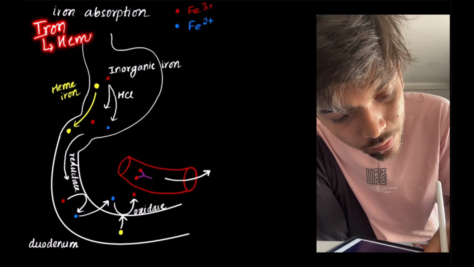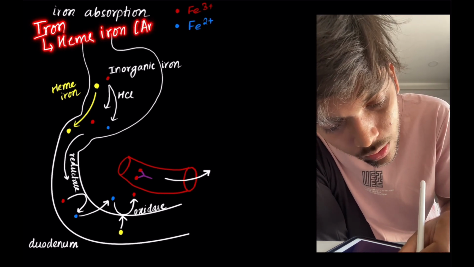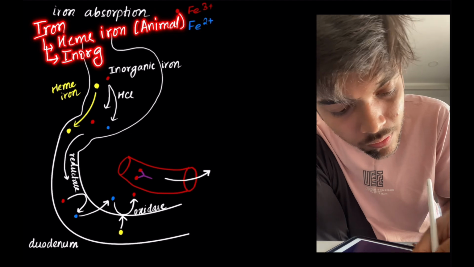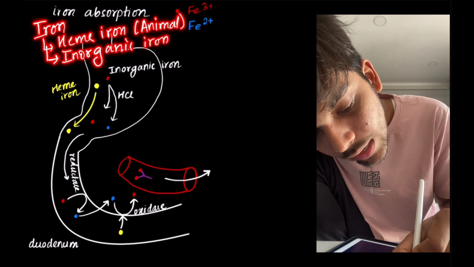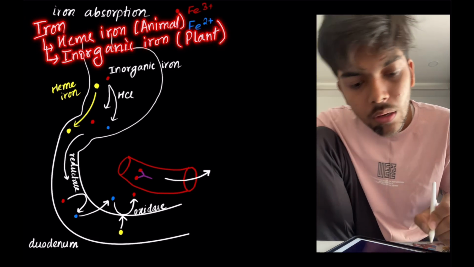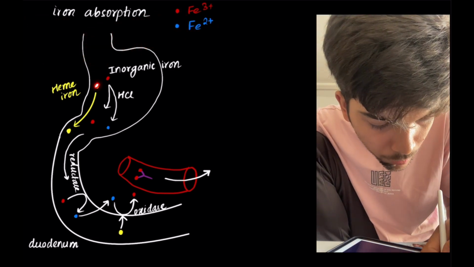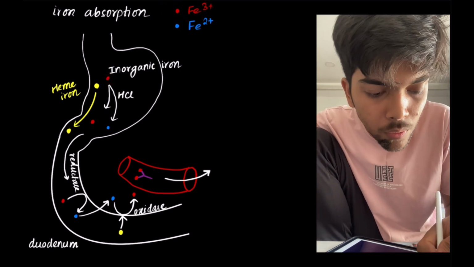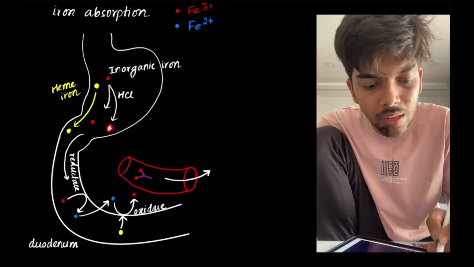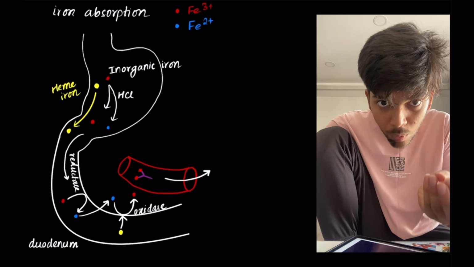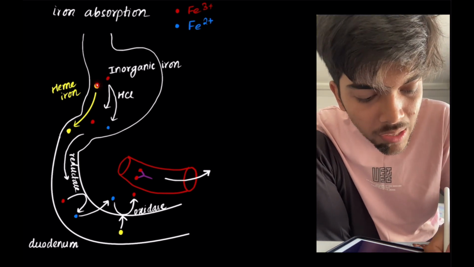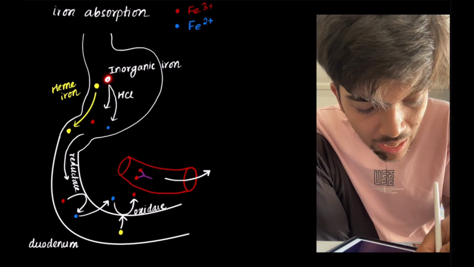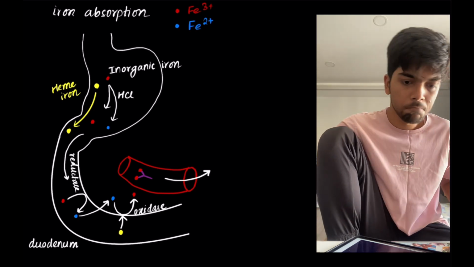Okay, again. I said that there are two types of iron. There's your heme iron, which is obtained from animal product, and then there's your non-heme iron, which is also called inorganic iron, which is obtained from plant product. Your heme iron I'm representing here with the color yellow, the inorganic iron present in ferric form with color red, and the inorganic iron present in ferrous form with color blue. Once you have taken in animal product, you have heme iron. Once you have taken in plant product, you have inorganic iron in ferric form.